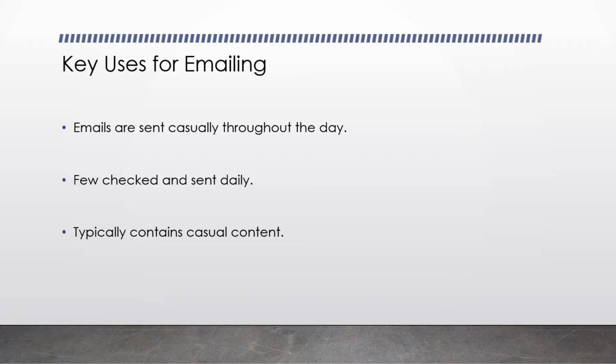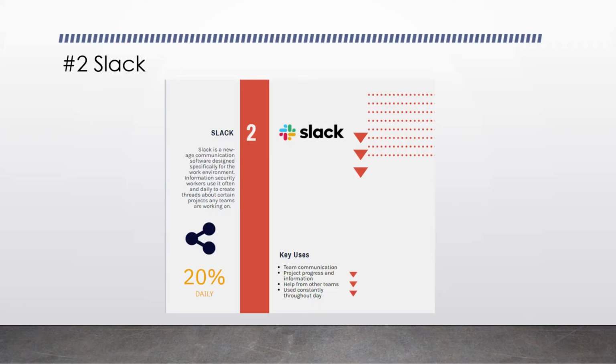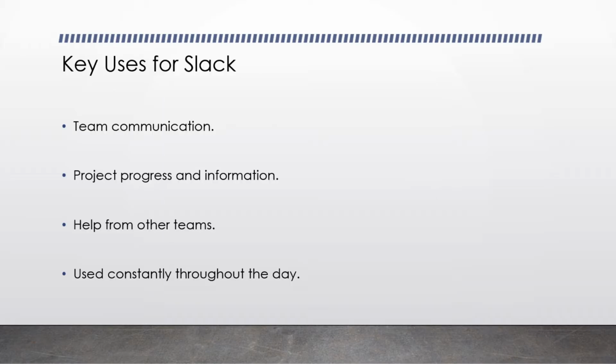So the second mode of communication that's used a lot is Slack. Slack is a software that's similar to Reddit but for work. So there's multiple threads that different teams can upload information to. It's a new age communication software designed specifically for the work environment, and information security workers use it often and daily to create threads about certain projects that any of the teams are working on, and it's used 20% of the day. So some of the key uses, like I said before, are team communication. You can post stuff on there that you want other teams to see, and they can come and see that information, and then help you solve a problem or stuff like that.